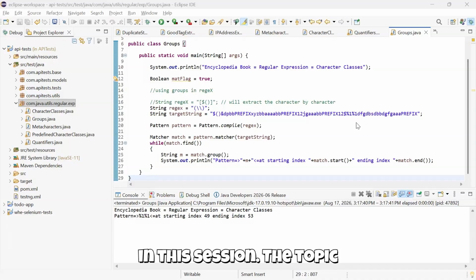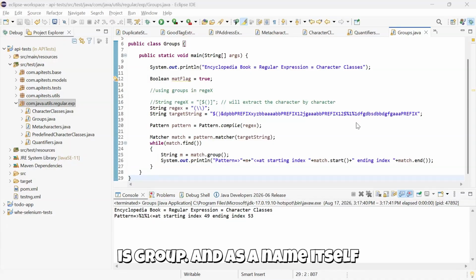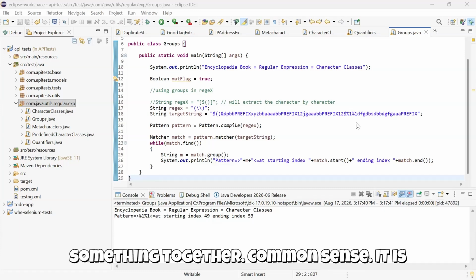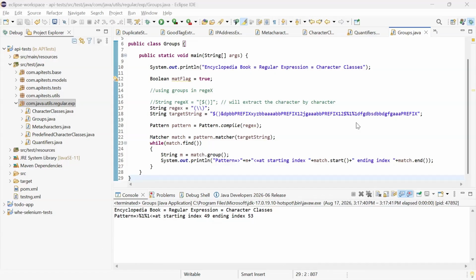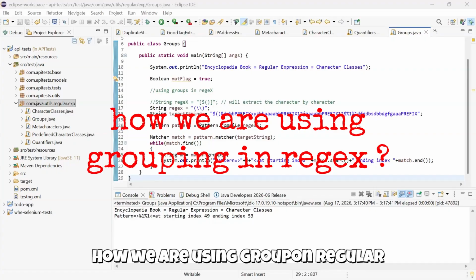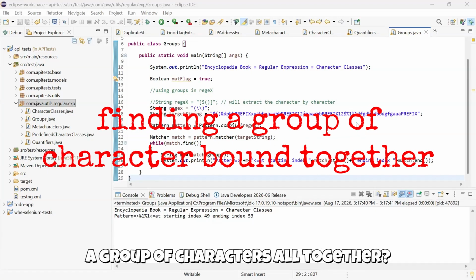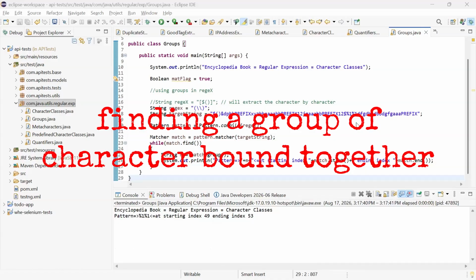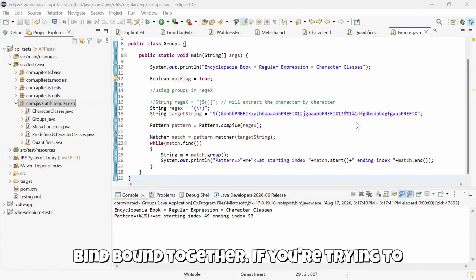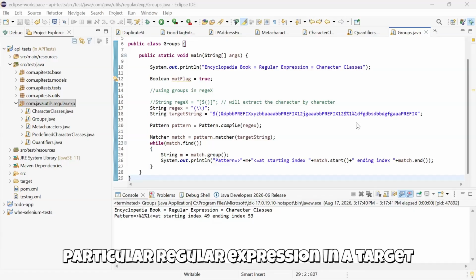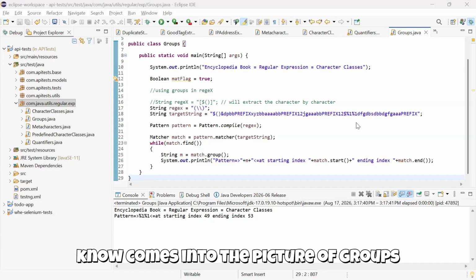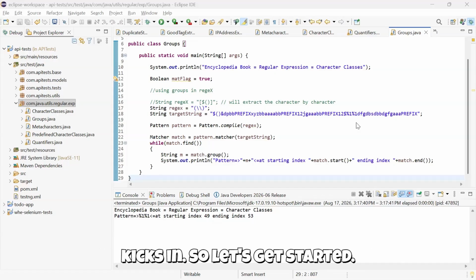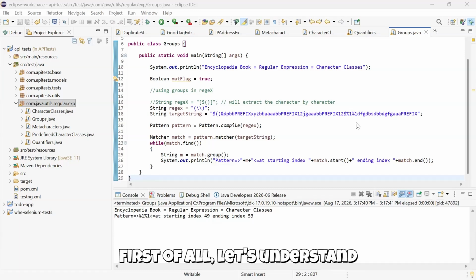So in this session, the topic is group, and as the name itself says, group means if you put something together, that forms a group. How do we use groups in regular expressions? Whenever we are trying to find a group of characters bound together in a target string, that is where groups kick in. So let's get started.